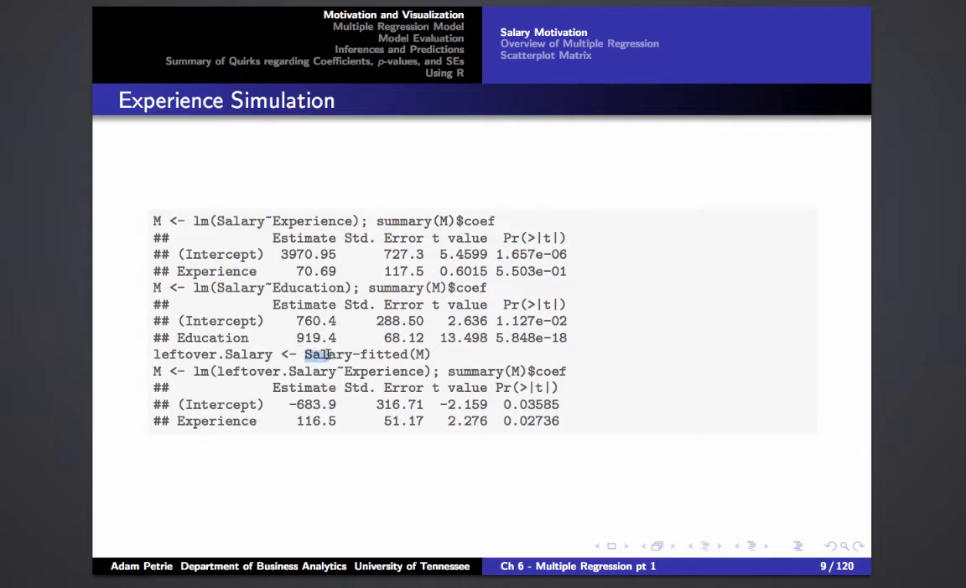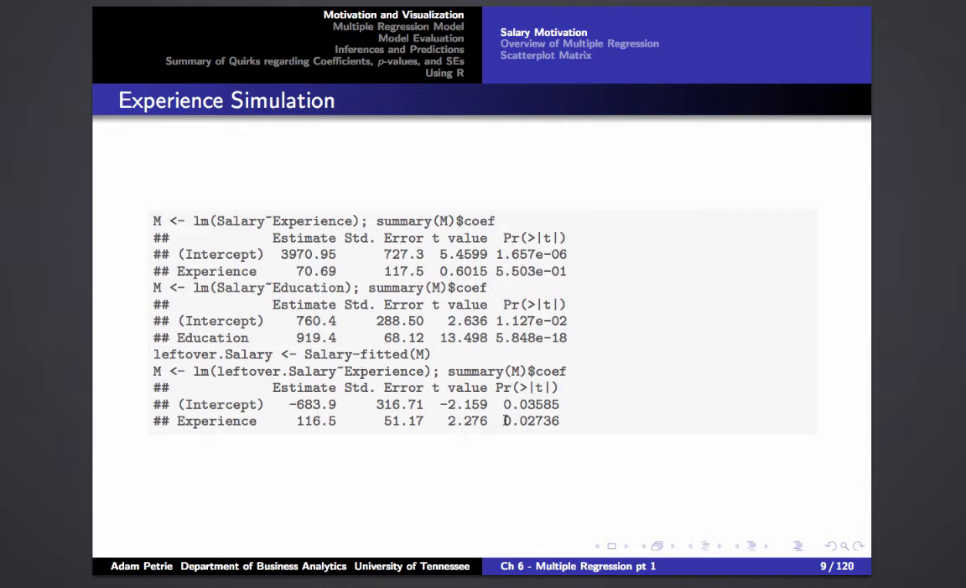Let's actually take the values of people's salary and then subtract off what the predicted salaries are from a linear regression using education as the predictor. So basically, salary minus the predicted values are just the residuals of the salary. It's basically what's left over of the employee's salary after we've accounted for someone's educational level. And so let's try predicting this leftover salary from experience.